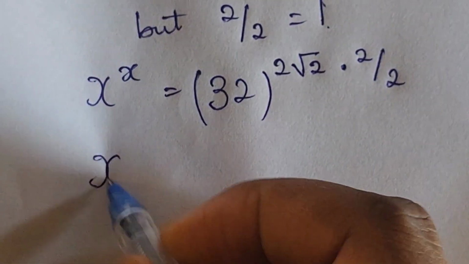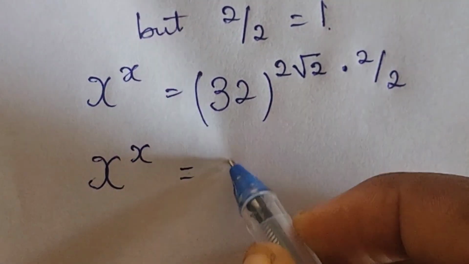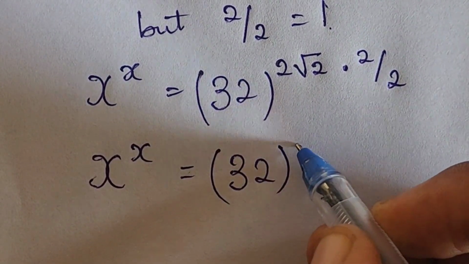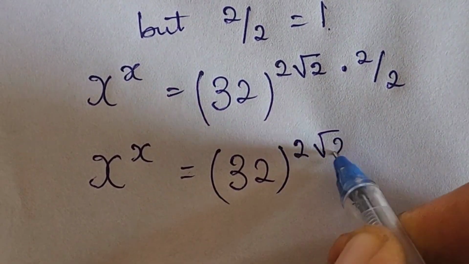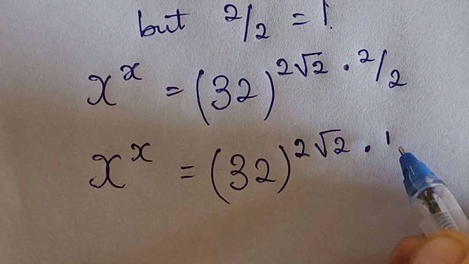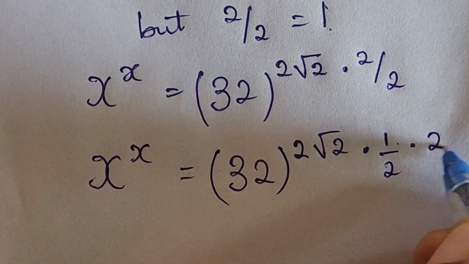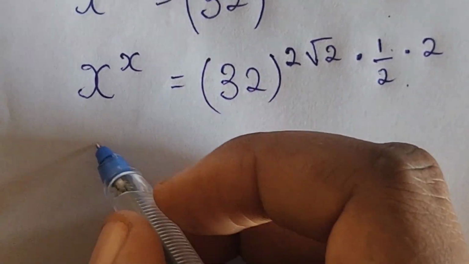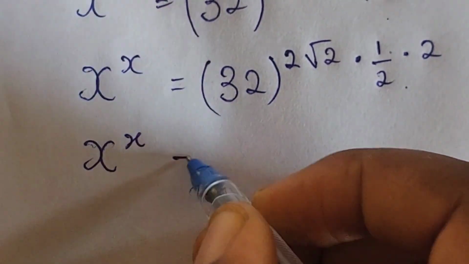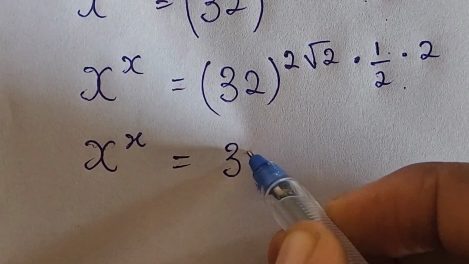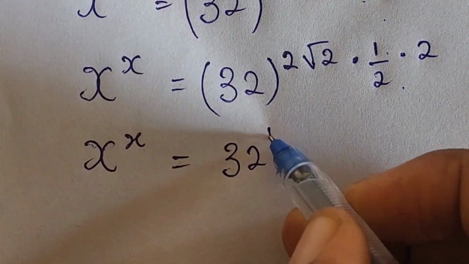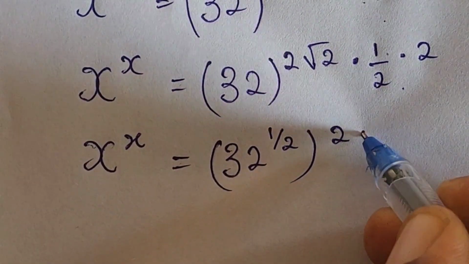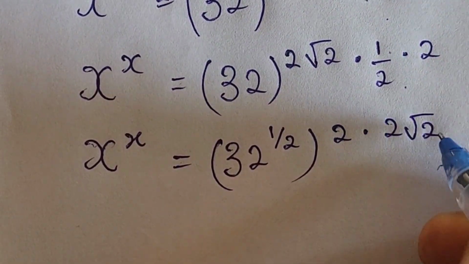So when we resolve this, we have x to the power of x to be equal to 32 to the power of 2 root 2 times 1 over 2 times 2. So we split this 2 over 2 to have this. So when we do this, we have x to the power of x to be equal to 32 to the power of 1 over 2, all to the power of 2 times 2 root 2.